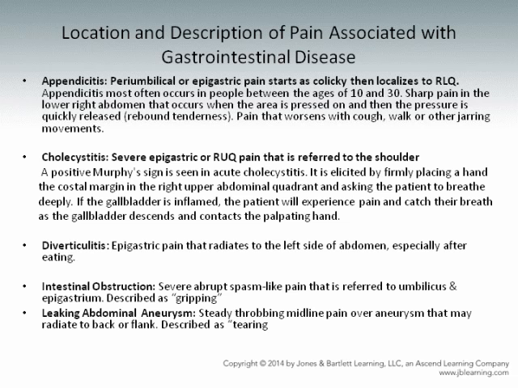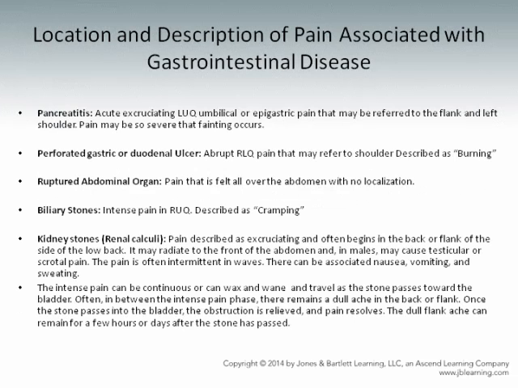Diverticulitis is an epigastric pain that radiates to the left side of the abdomen, especially after eating. Intestinal obstruction is the severe, abrupt spasm-like pain that's referred to the umbilicus, and the epigastrium is often described as gripping. Leaking abdominal aneurysm is a steady throbbing pain over the aneurysm that may radiate to the back or the flank. It's also usually described as tearing. It's usually a very, very severe pain.